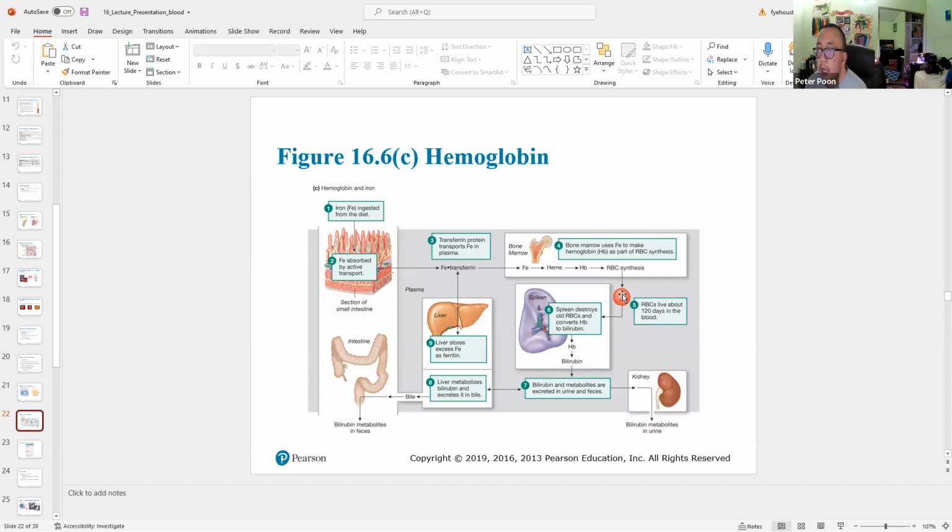Okay. So iron is ingested from the diet. You absorb the iron through active transport. Transferrin transports the Fe in plasma. Again, you do not want free iron moving around in your bloodstream. That is extremely, extremely bad. Okay, any iron you have needs to be sequestered. Transferrin and ferritin are needed to protect the iron.